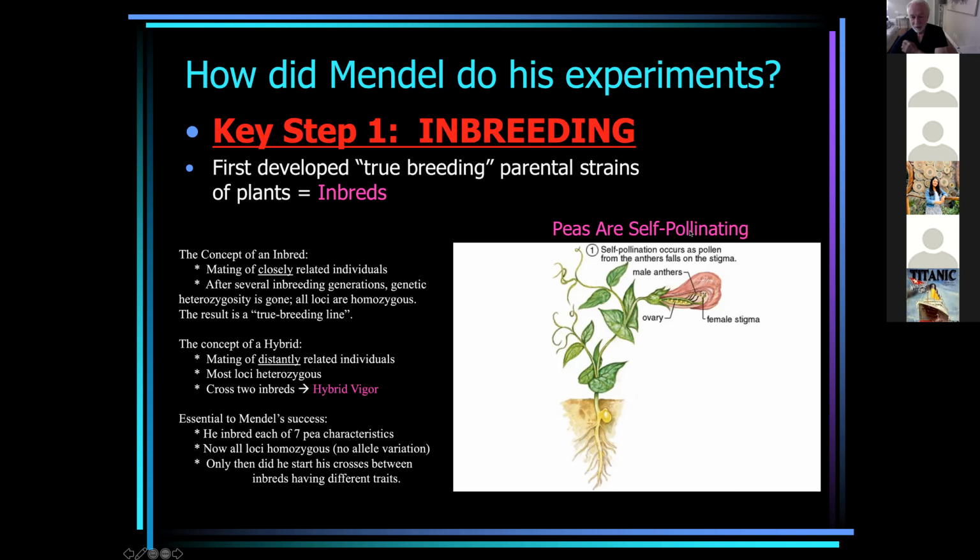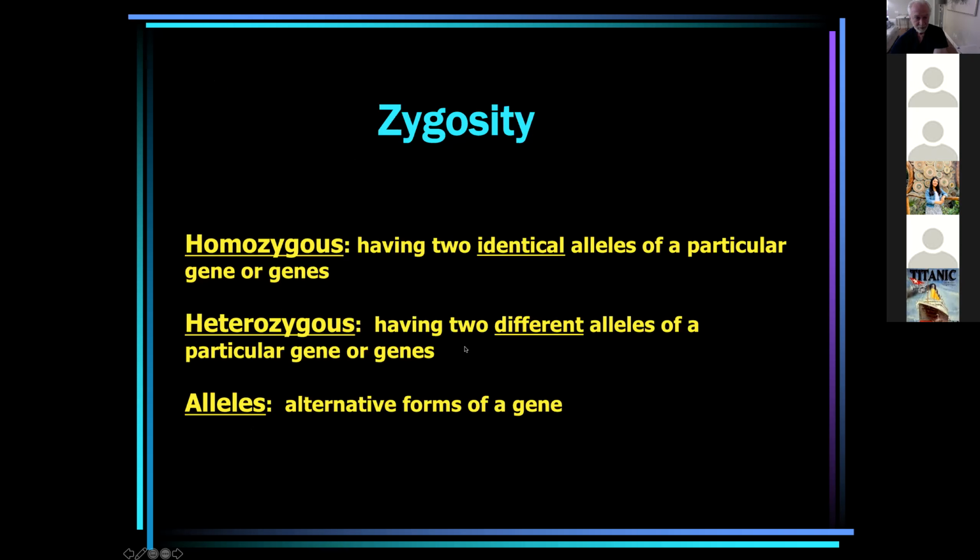Now let's take a look at a pea. Peas are self-pollinating. That means that both the male and the female organs are in the same flower. So the ovary is there, and the stamens that make the pollen are there. Before the flower even opens, all the fertilization is done. All the eggs get fertilized by the pollen. So this was a problem that Mendel had to deal with.